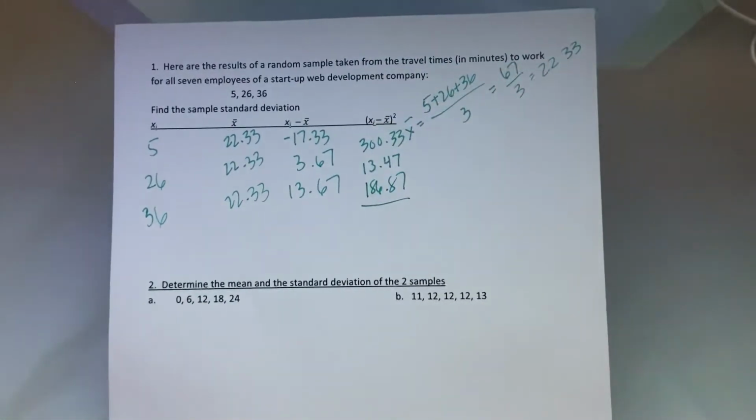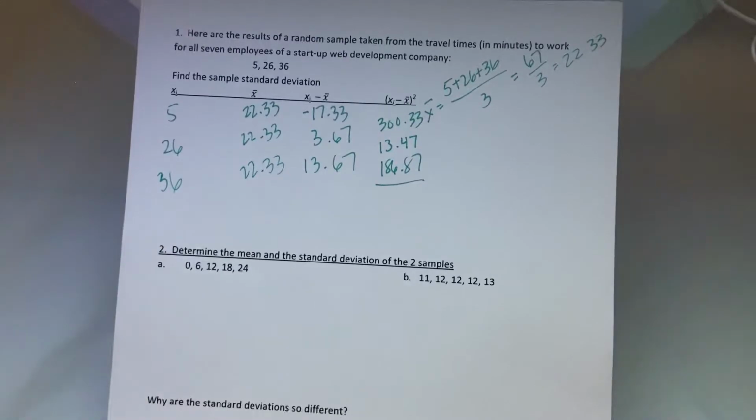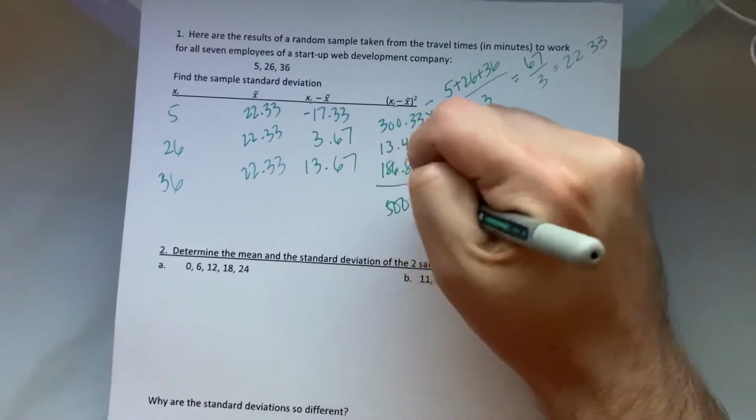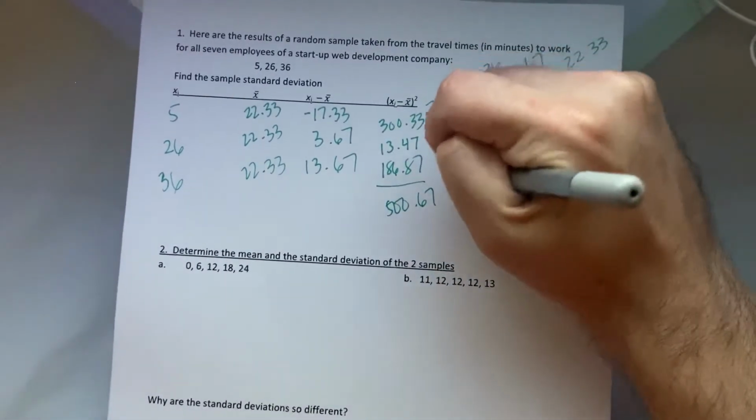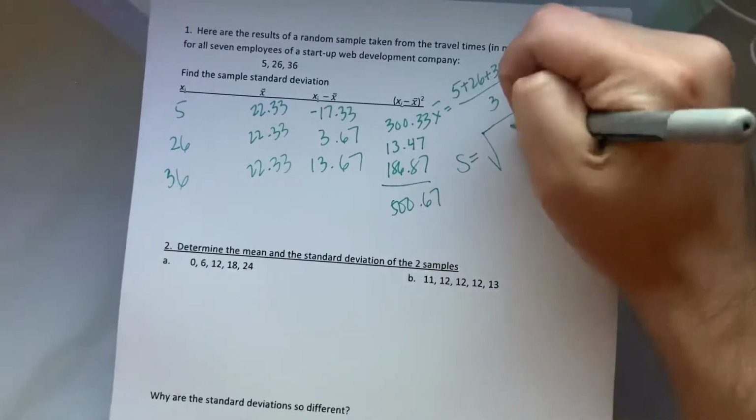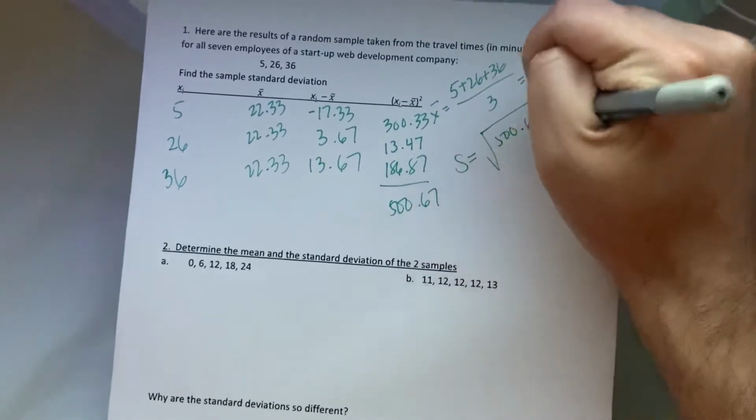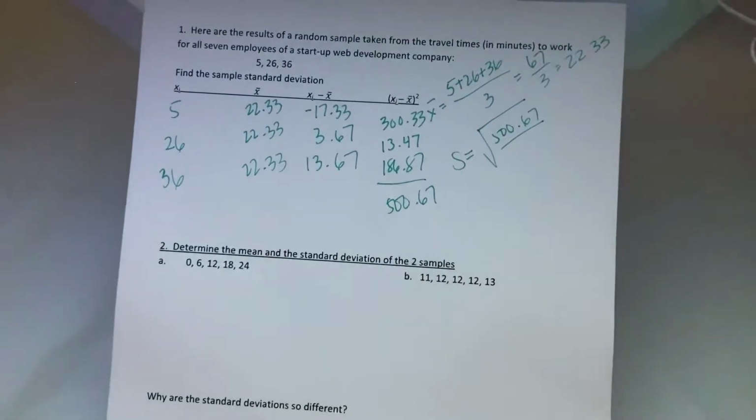Still the same strategy though, we still add them all up together. So 300.33 plus 13.47 plus 186.87, which is 500.67. So we know our sum of squares, that's the thing always in the numerator when you add them all together, 500.67. Now, in the population, we would have divided by 3.